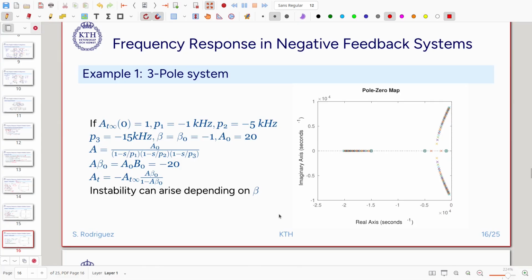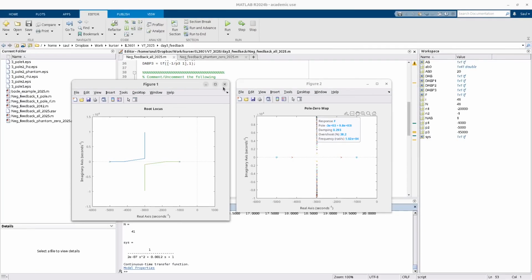Now let's add a third pole. Let's see what happens. So I have added a third pole at minus 15 kHz. I keep the other parameters exactly the same, beta of minus 1 and the low frequency open loop gain of the amplifier at 20. We plug this into our equations here, beta of minus 1. This is also equal to 1, because A at infinity is equal to 1 over minus beta, so this is 1. We plot it and see what happens.